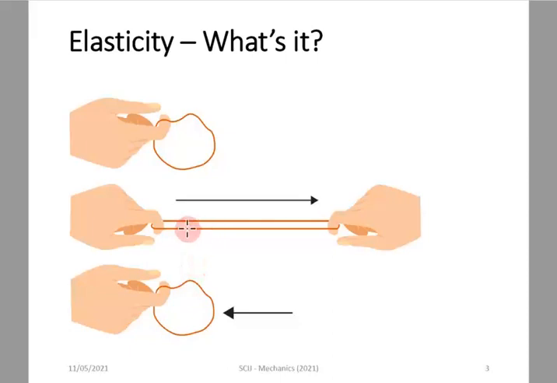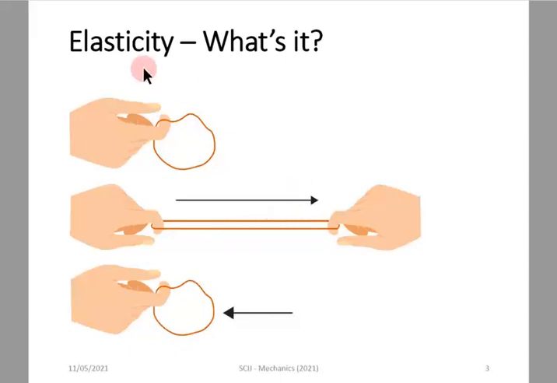What actually happened? We applied a force to the rubber band and it stretched, thus it increased in length. The technical term for this behavior is actually deformation. So the rubber band will deform. A simple deformation will be the stretching of it, increasing in length.